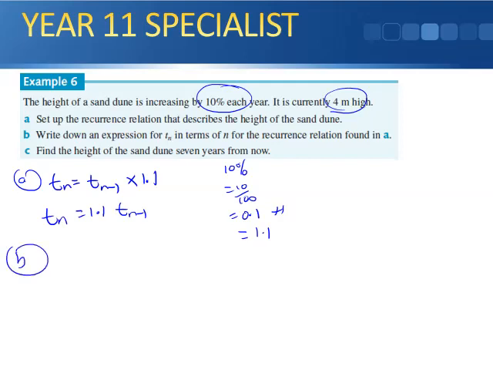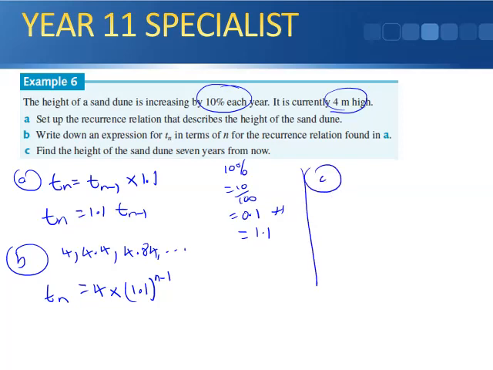Part B, write down an expression for t of n in terms of n for this recurrence relation. Okay, well, if we do it, we're going to get the first answer is 4. Then timesing that by 1.1 gives me 4.4. And timesing that by 1.1, 4.4 times 1.1 gives me 4.84. So there's my recurrence relation. And now I'll write it in terms of n. So t of n will equal 4, my starting value, times 1.1. And this is a power because it's always been multiplied by 1.1. So it's the first one times 2 1.1s and then 3 1.1s. So this is going to be n minus 1. And I'll leave that one like that.